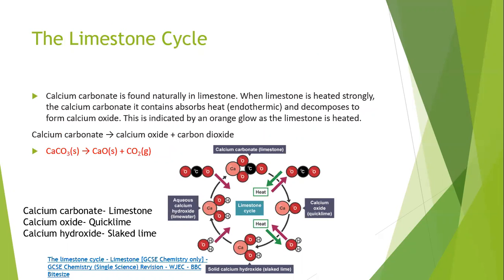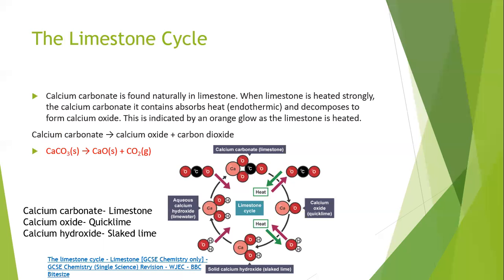Next, we'll be talking about the limestone cycle. Calcium carbonate, calcium oxide, and calcium hydroxide are all made from limestone and have important applications. So therefore, we need to know how they are made. Calcium carbonate is found naturally within limestone. When the limestone is heated strongly, the calcium carbonate it contains decomposes to form calcium oxide, which is indicated by a very vivid orange glow as it is heated.